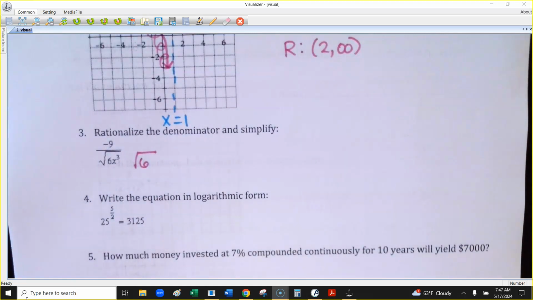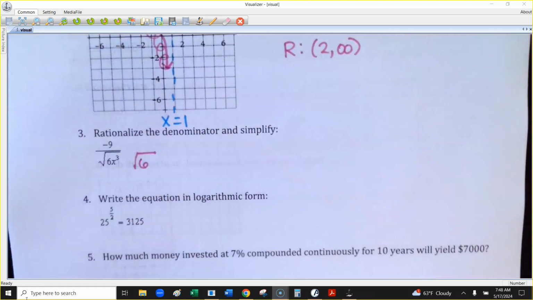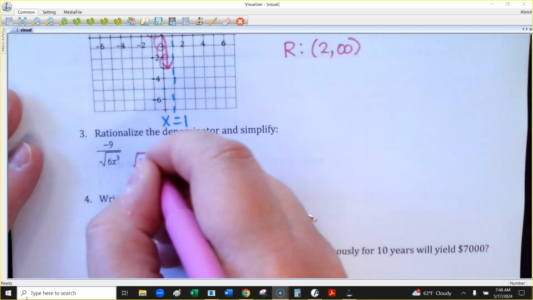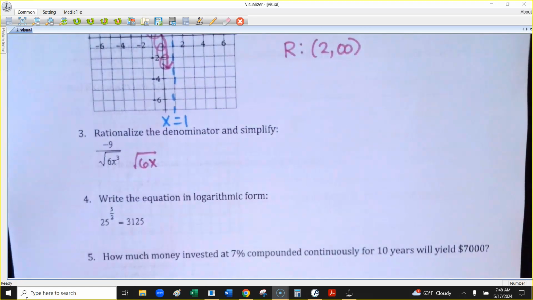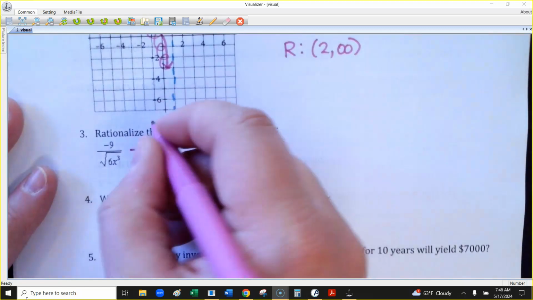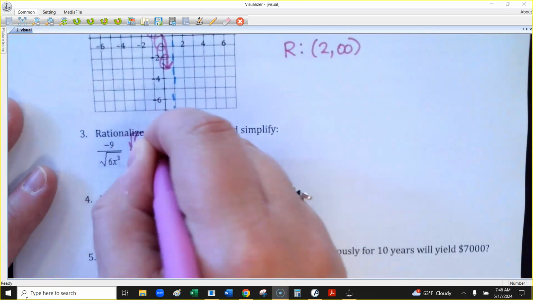No, okay. How do I get a perfect square with a variable? Like, what do I need? We just need an x here. You need your exponent to be divisible by 2. So to get that to happen here, if I multiply by another x, that'll create x to the fourth. If it's an even exponent under a square root, it is going to be a perfect square.